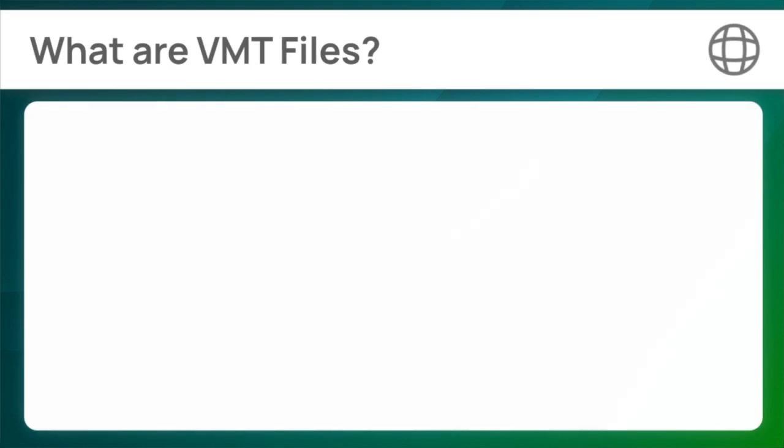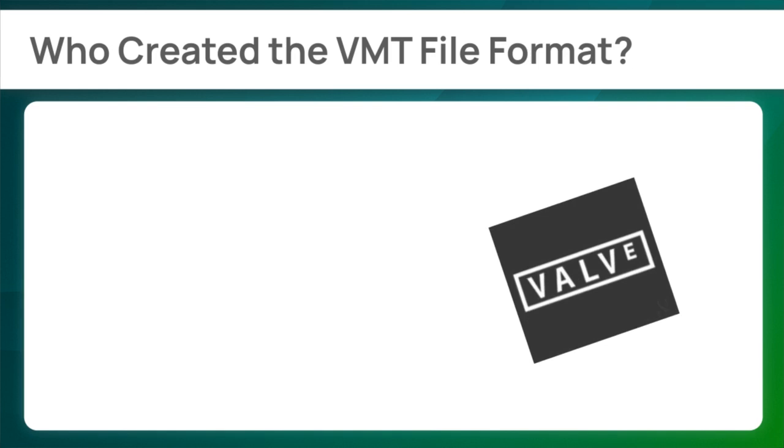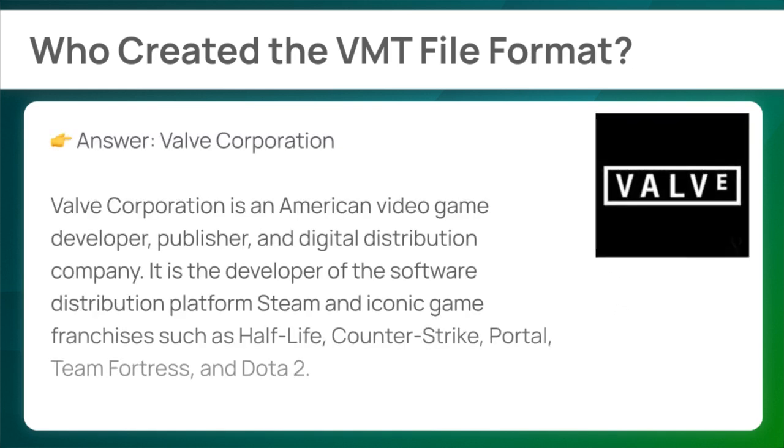A VMT file is a material definition script used by Valve's Source game engine. Game developers and modders use it to define how a texture, a VTF file, appears on a surface, specifying properties like its base texture, bump maps, shininess, and translucency. It's essential for creating custom assets.